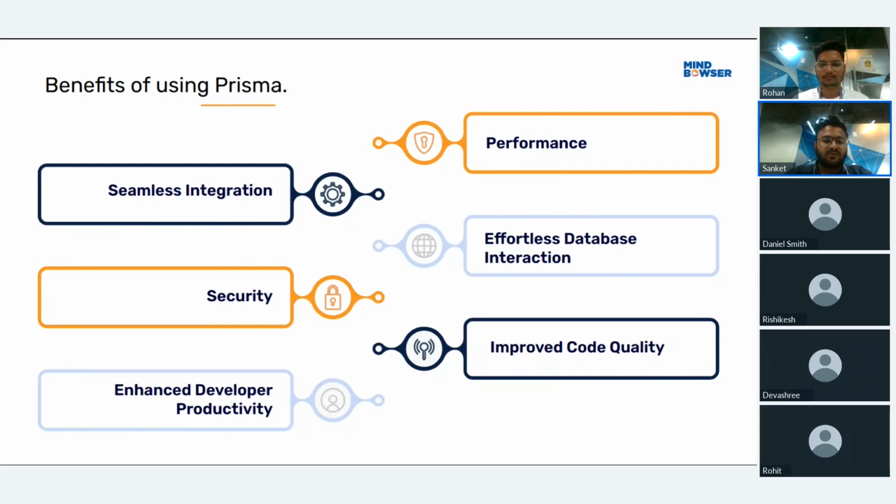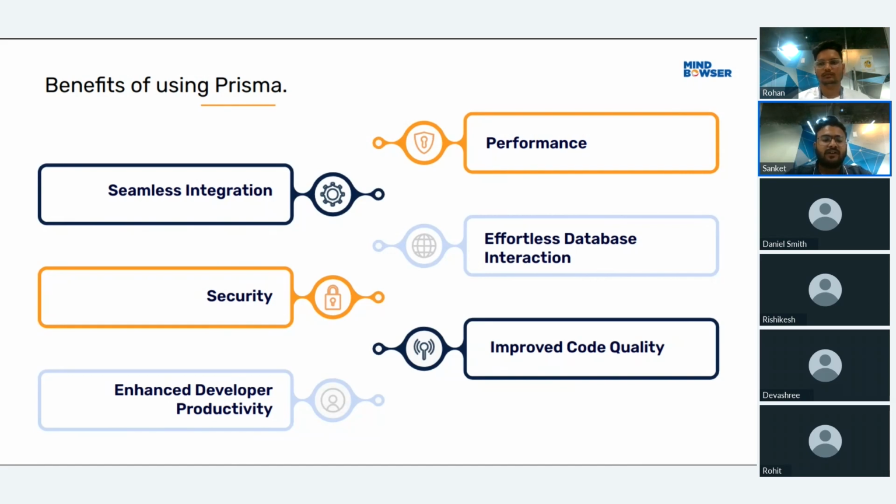Next, security. Prisma helps us prevent common security vulnerabilities by providing a layer of abstraction between your application and the database. Next, one more, we have improved code quality. Prisma ensures data integrity with type safety. Then we write clean code with Prisma, which encourages best practices and creates more maintainable applications.